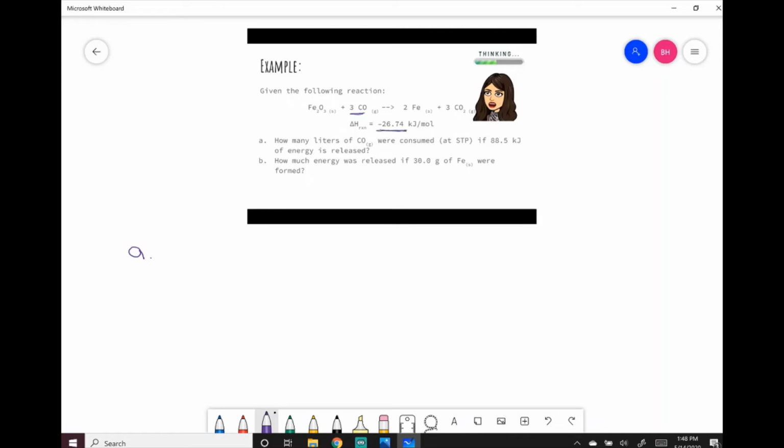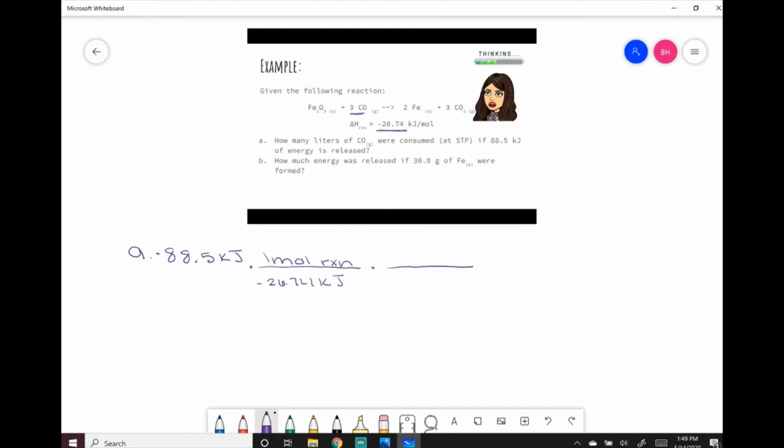So now we're going to be using this value to kind of move backwards. So we know that 88.5 kilojoules of energy is released. I'm going to go ahead and put a negative because remember that's going to be an exothermic reaction. Now I need to get rid of my kilojoules, and I'm going to be using my delta H of reaction. So I'm going to put negative 26.74 kilojoules over 1 mole of my reaction.